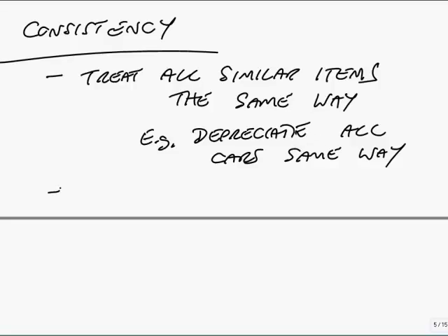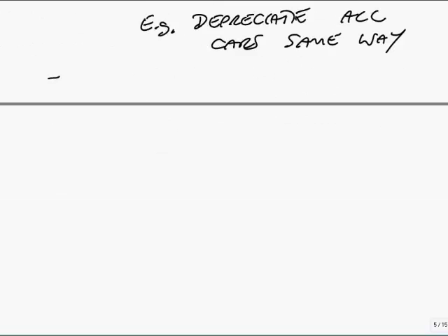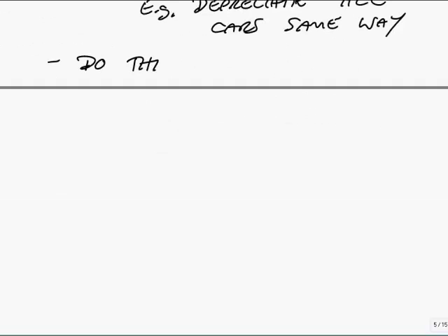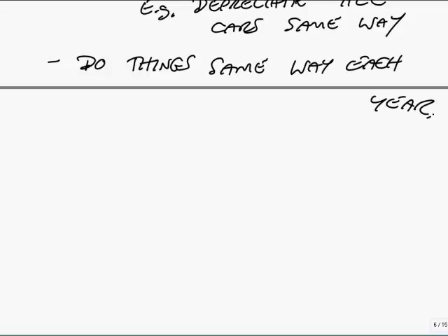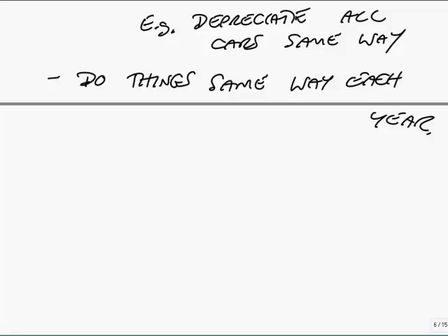The other meaning of consistency, the other thing it means, is that we must do things the same way each year. And again, depreciation is the best example. I said again last time that you can't keep changing your depreciation policy. If cars are 20% straight line, well, you keep it at 20% straight line. You understand me? So it's up to you whether you bother writing. But depreciate the same way each year.